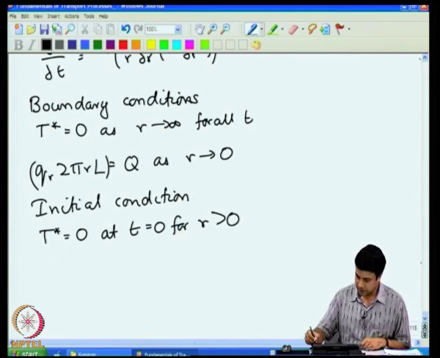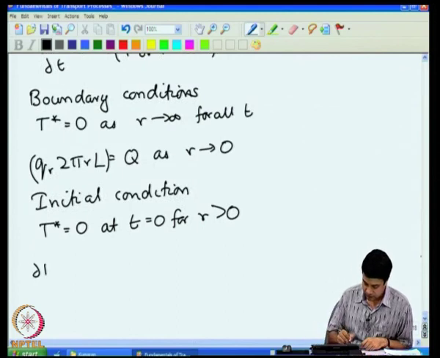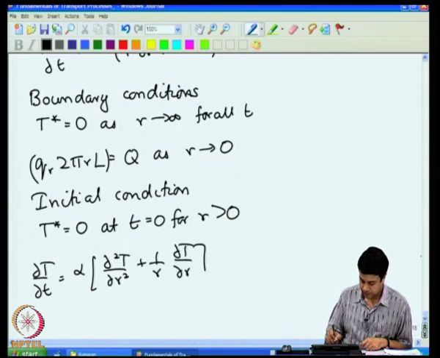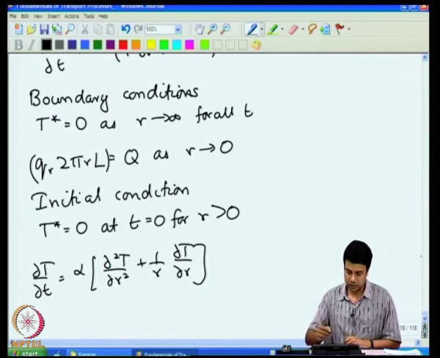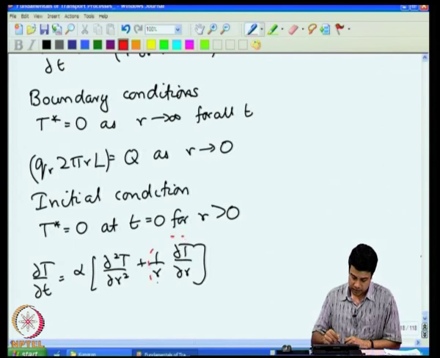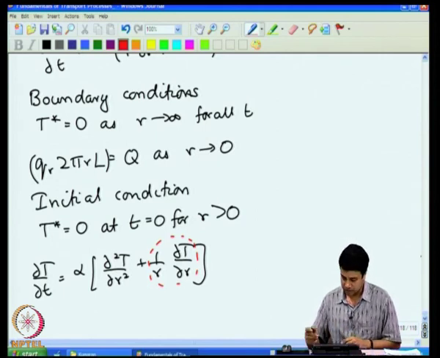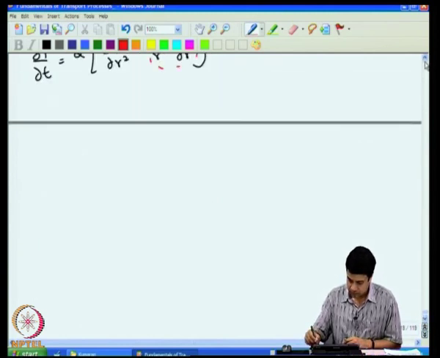Okay. I can expand out this equation, the energy conservation equation, as dT by dt is equal to alpha into d square T by dr square plus 1 by r dT by dr. Okay. Note that when we did the solution in a Cartesian coordinate system, this term was not present. This term is present primarily because we are dealing with a curvilinear coordinate system. Surface area is changing as r changes.